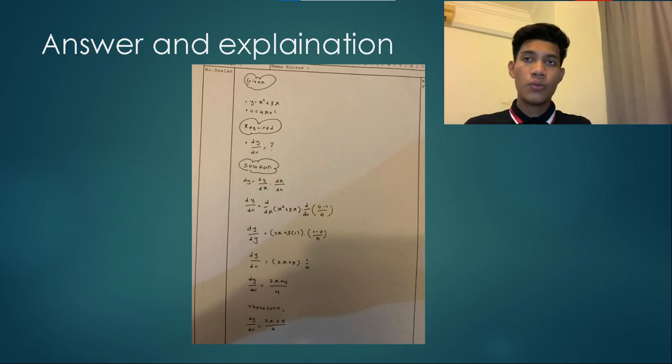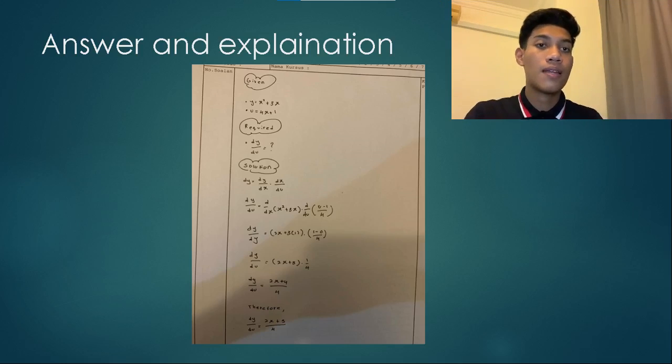dy/du = (2x + 3)(1) · (1 - 0)/4. dy/du = (2x + 3) · 1/4. dy/du = (2x + 3)/4. That's all for the answer and explanation.